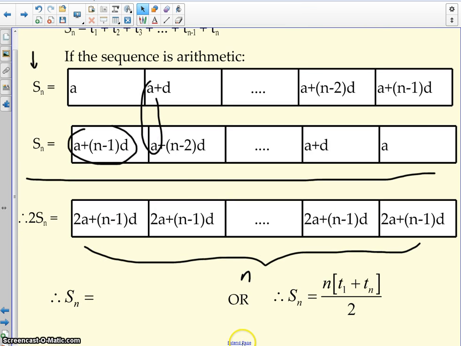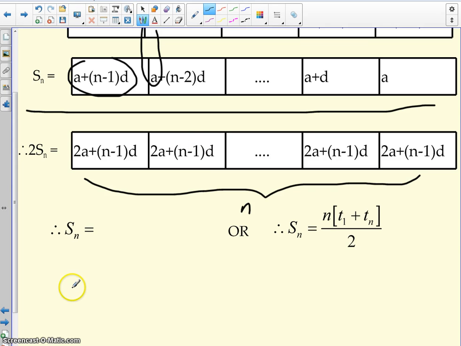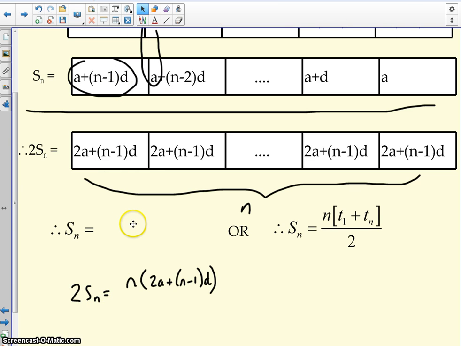Okay, so what that means is I'm going to have 2 times the sum of the first n terms in the sequence being n times 2a plus n minus 1d. Okay, so to solve for just Sn, which is again what I'm looking for, a formula for the sum of the first n terms, I just divide both sides of the equation by 2, and I get this equation right here. So what both these formulas do is, again, Sn refers to the sum of the first n terms of an arithmetic sequence.